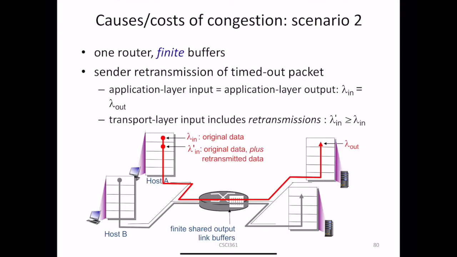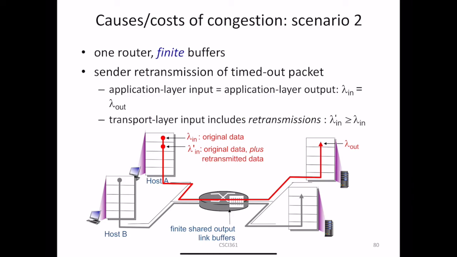And then let's see scenario 2. Here we still suppose there is only one router in the middle. However, for this version, we suppose the buffer of the router is limited, and the sender retransmits timed-out packets. Then, from the application's view, the application layer input and the application layer output should be equal, because whatever is sent from the application input will be received by the application output, or by the receiver.